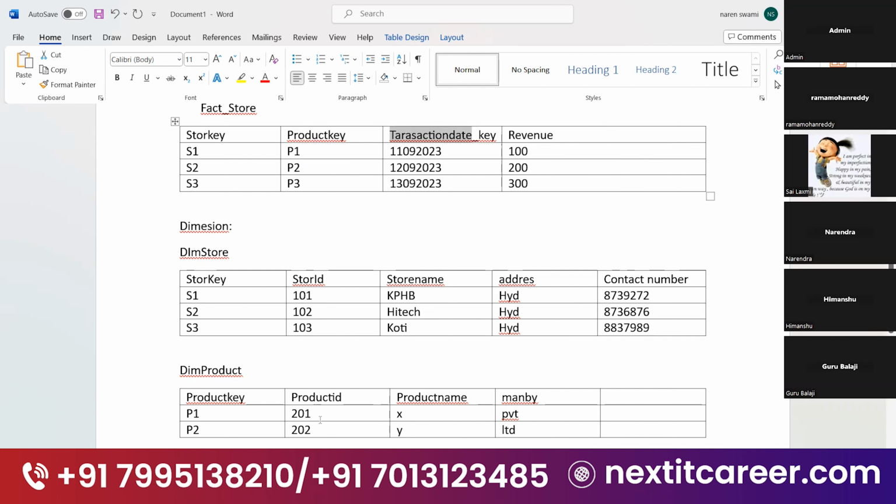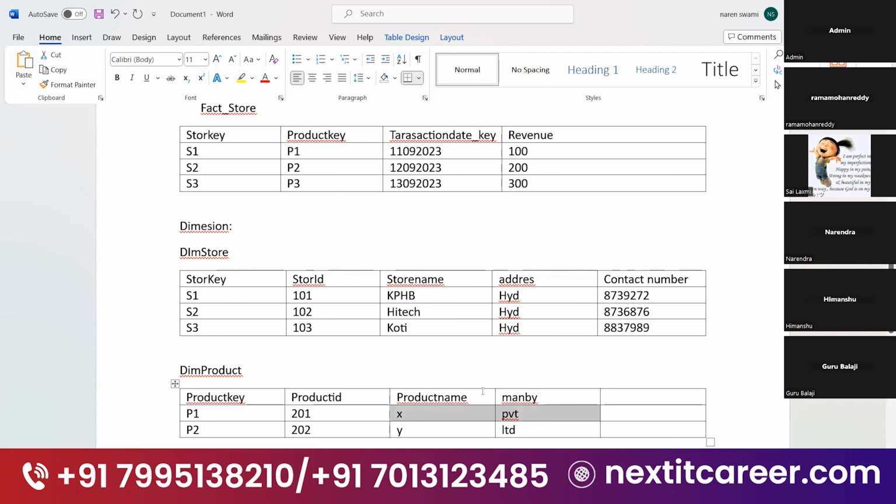Okay, the dim date table. In a dim date table, we will have columns like date, day, month, week, year, something like that. It will have a date key or transaction date key. So if you want to derive details on a particular store, like its store ID, store name, address and contact number, with all the descriptive data, and at the same time on a particular product in a store like P1, what is the product ID, what is the product name and who manufactured this.